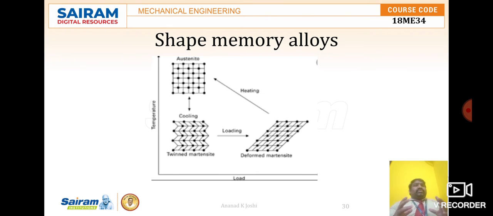When the metal is cooled, it remains in the original shape until it is deformed again. In other words, the alloy appears to have a memory of returning to its original shape, and this is called the shape memory effect.